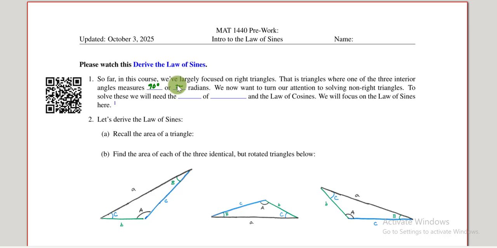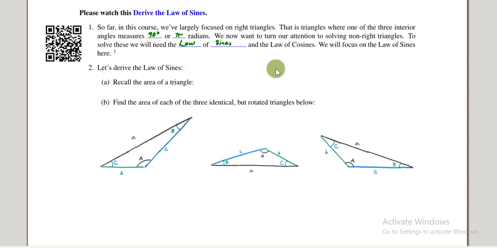We now want to turn our attention to solving specifically non-right triangles. So to do that, we're going to use either the law of sines, as we will in this section, or later the law of cosines. In this section we'll focus on that law of sines. So again, if we have a 90 degree or a right triangle, a triangle with a measure of 90 degrees or pi radians, we have all sorts of extra tools, for instance, and most importantly, the Pythagorean theorem. But for non-right triangles, we don't have that. And so the law of sines or the law of cosines will help us.